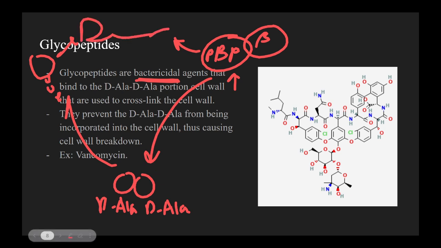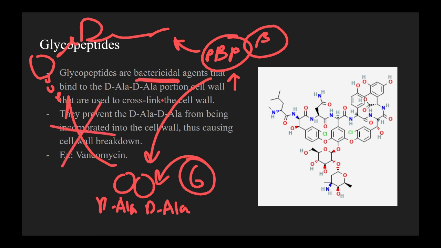But instead, what they're doing is binding to the D-alanine itself. So the glycopeptide, I'll say G, will come bind here. This will prevent it from being grabbed by the PBP and prevent it from being incorporated into the cell wall. Again, this causes cell wall breakdown, where the cell will just explode and then kind of dissolve away. An example of this is vancomycin.